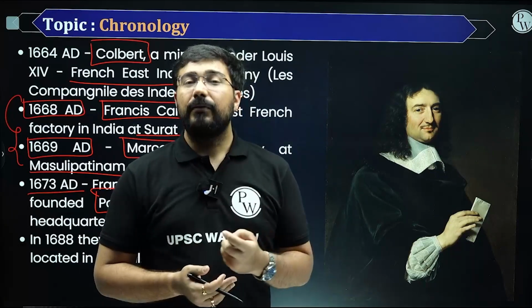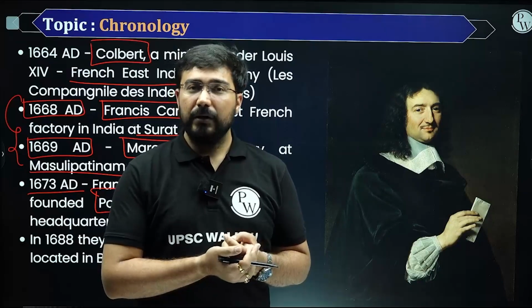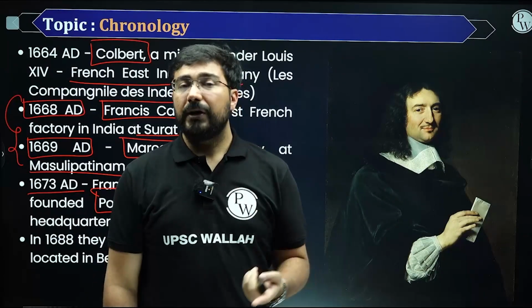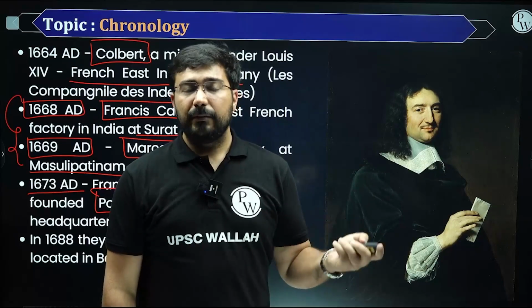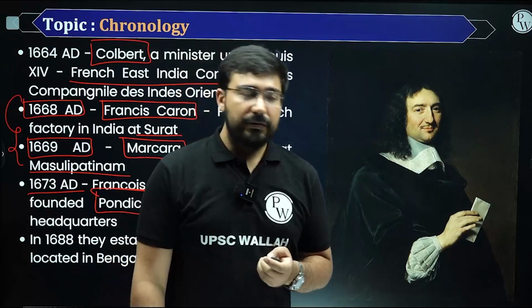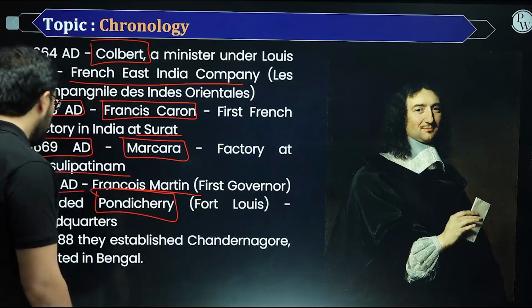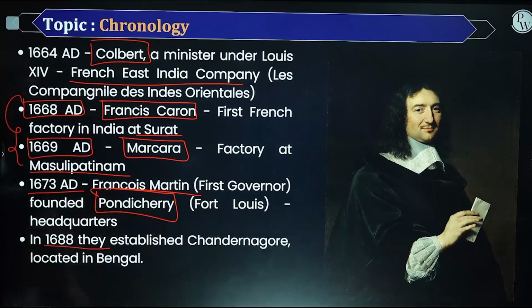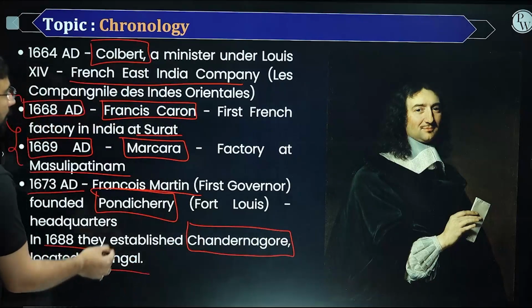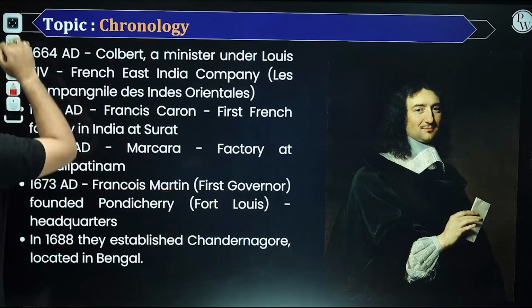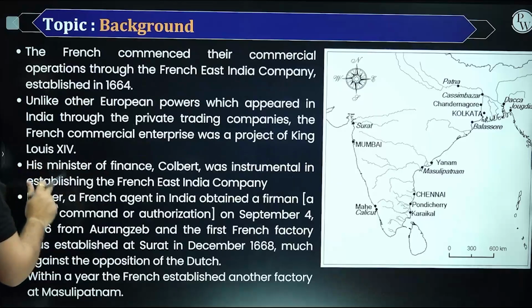So they didn't learn from this that Pondicherry was not a very good base. And when they fought with the British with Pondicherry as a base, as said by many historians, they had zero chance of creating an empire in India. In 1688, they established a territory known as Chandernagar in Bengal. So these are some of the initial settlements created by the French in India.